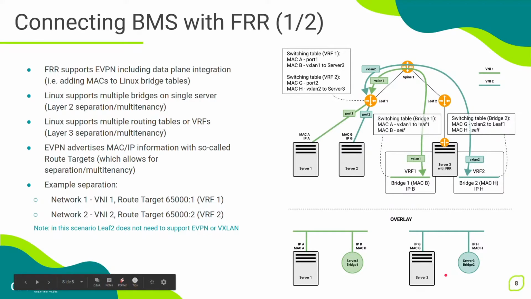One last thing to notice on this slide is that leaf2 does not take part in the VXLAN tunneling and doesn't need to run EVPN. In truth, if most of our servers would run FRR, then we wouldn't need, or we wouldn't need even at all, networking devices that support EVPN or VXLANs, depending on the scenario. So it can be something that can decrease the costs of the solution if we are running EVPN and VXLANs in software.